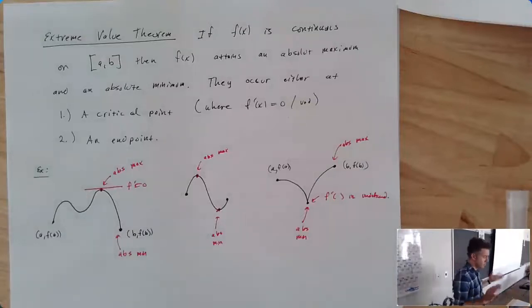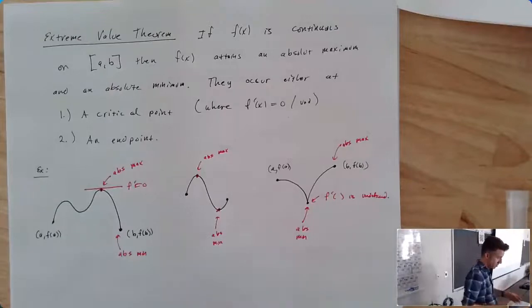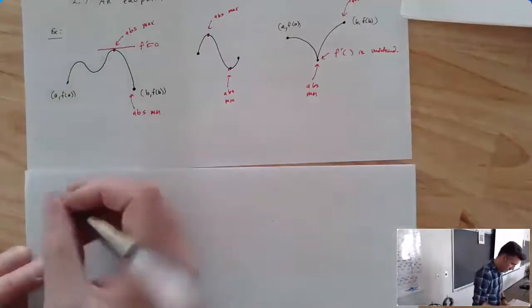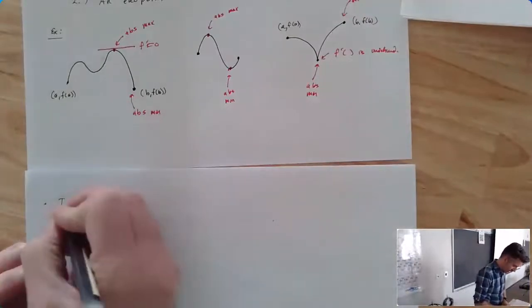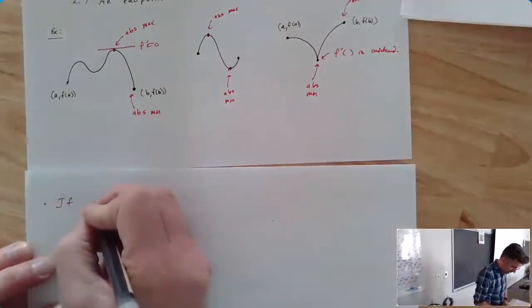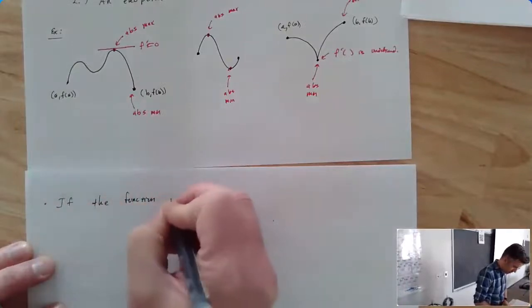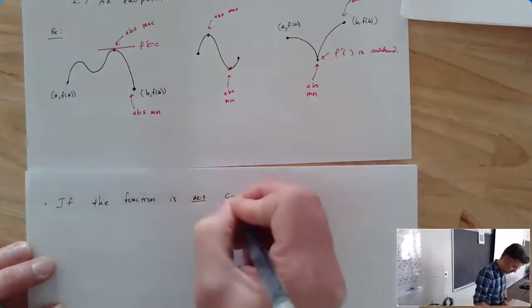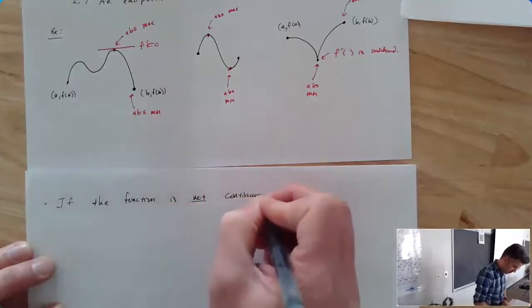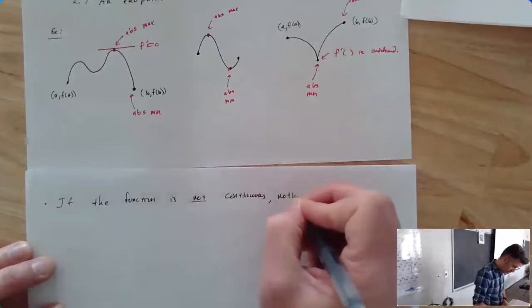Another thing to observe is that if you don't have a closed interval or you don't have a continuous function, you're not guaranteed to get any of these things. Meaning, for example, just to be thorough, if the function is not continuous, nothing is guaranteed.